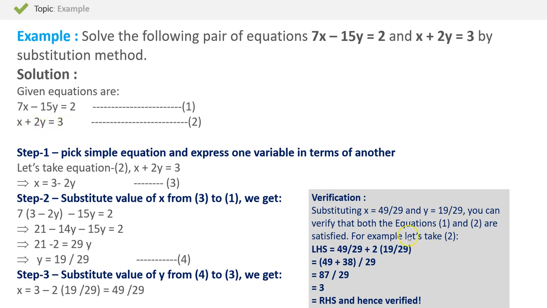So let's try with equation 2, right? So equation 2 was x plus 2y on the left hand side. So LHS is equal to 49 by 29 plus 38 divided by 29. And when you simplify this further, you get 49 plus 38 divided by 29, which gives you 87 divided by 29, which then gets divided and simplified, and what you get is 3, which is nothing but equal to the right hand side, and hence this is verified.